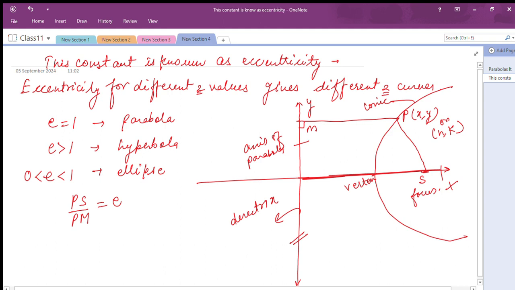And what about the chord? A chord perpendicular to the axis is called a double ordinate.